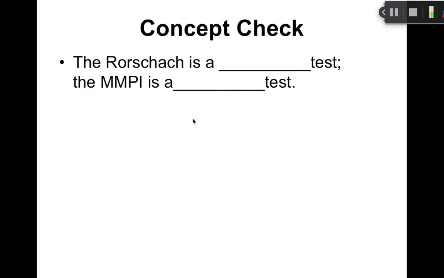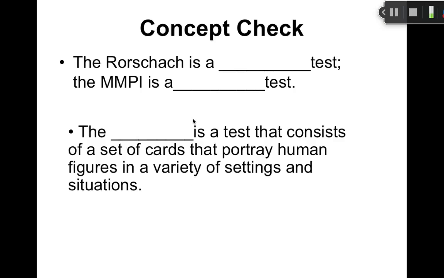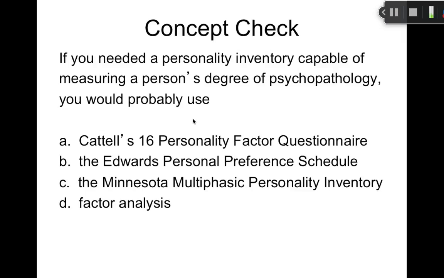So let's do a concept check here. The Rorschach is a blank kind of test. The MMPI is a blank kind of test. So the Rorschach is a projective test, and the MMPI is an objective or self-report inventory. The blank is a test that consists of a set of cards that portray human figures in a variety of settings and situations. That would be the Thematic Apperception Test, or the TAT. Here's another one. If you needed a personality inventory capable of measuring a person's degree of psychopathology, you would probably use A, B, C, or D. Well, you'd probably use the MMPI.